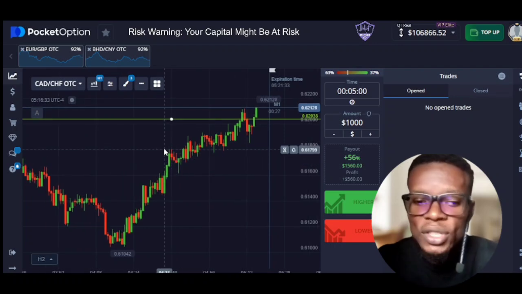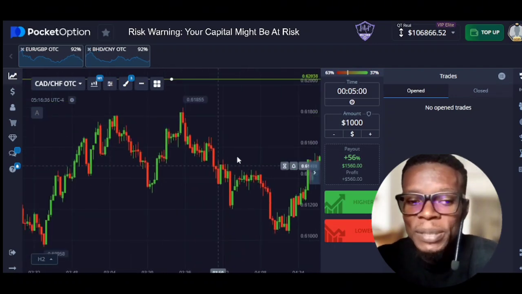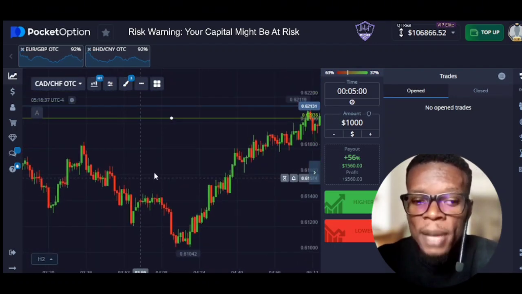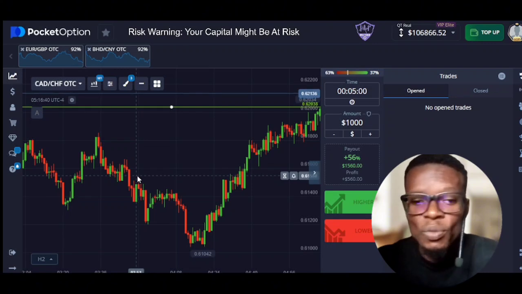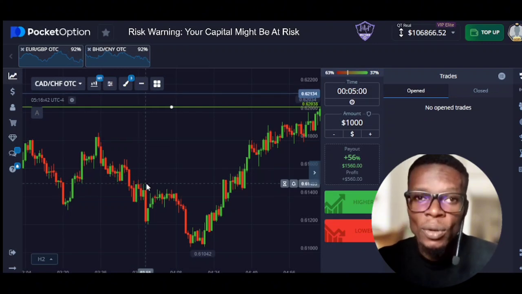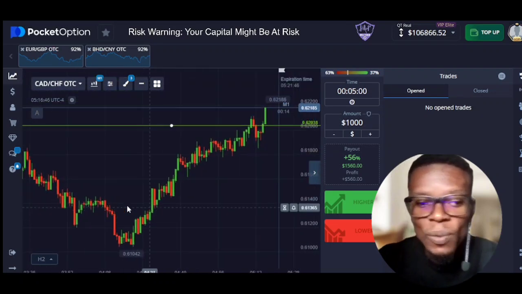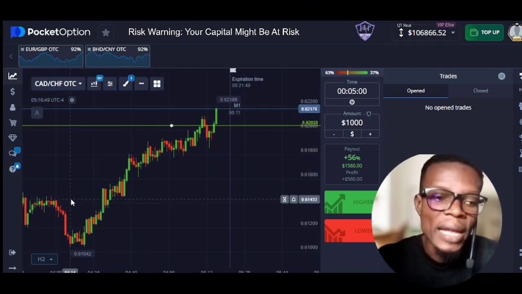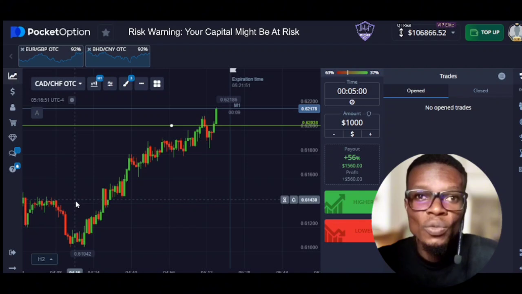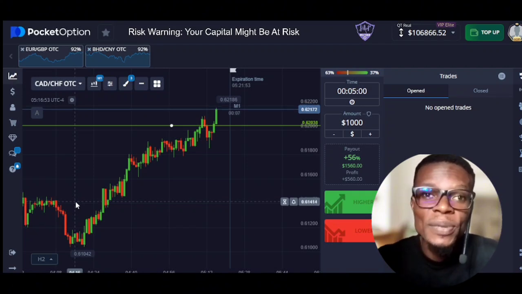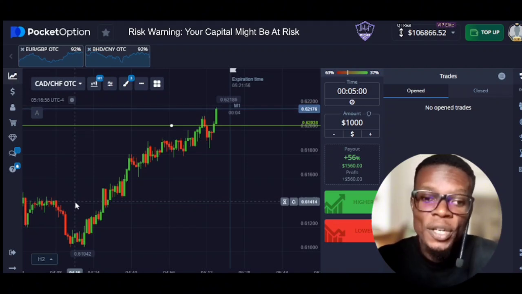So when I came into this chart, I understood that the price was kind of in a range, because we couldn't tell the direction of the overall trend. We saw that the buyers would step in for a while, the sellers would step in for a while, and that has been happening for a period of time.